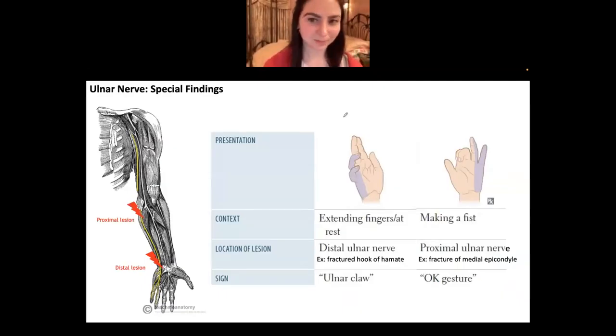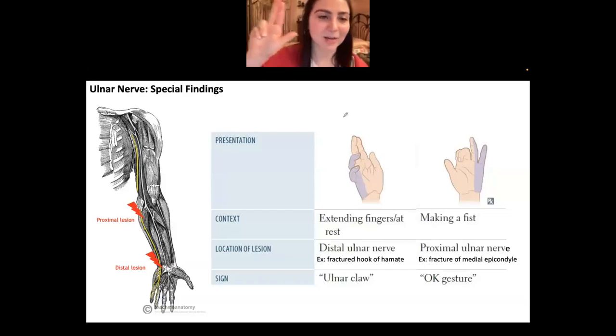It's just now they're called different things. So we have, kind of looks like the hand of benediction, but it's not called that. Now it's called the ulnar claw. Okay. And then over here we have what's called the OK gesture. So it's like this. So again, it's what the ape hand is, but now on the ulnar nerve.